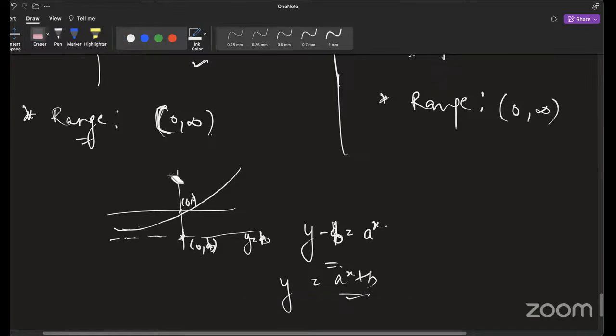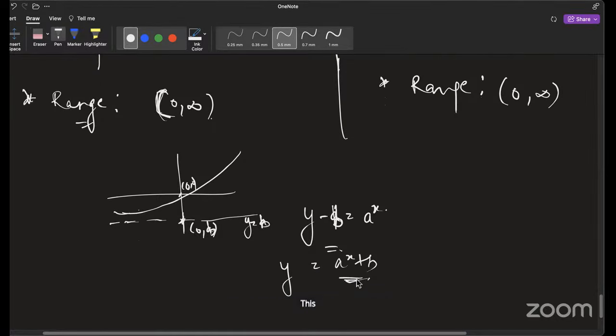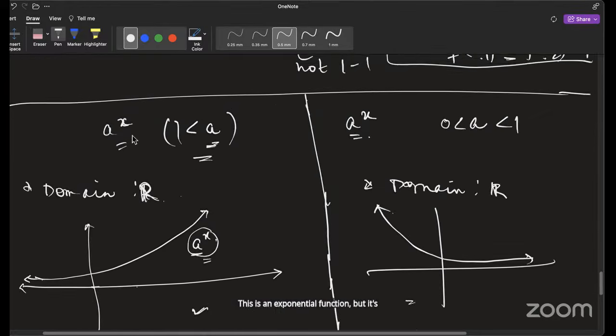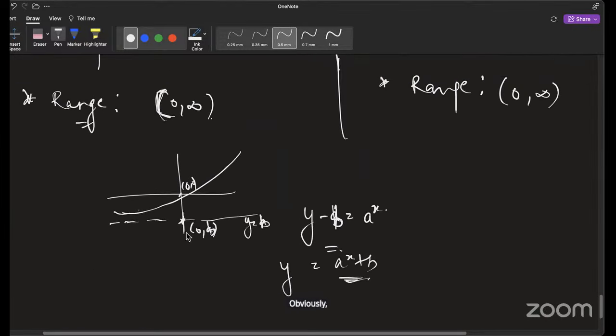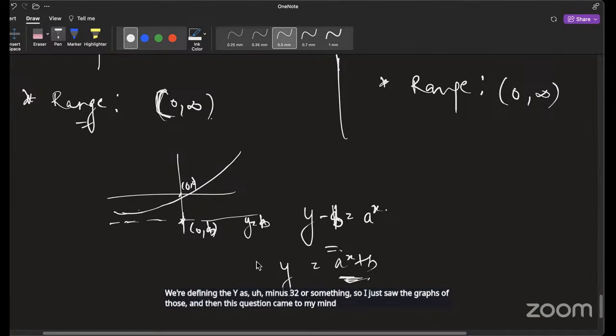So this is also an exponential function, right? It's an exponential function, but it's not of this form. We're discussing majorly these forms. Obviously, if you shift the origins, then the things are going to change. In the activity questions, there were a few questions which were defining y as minus 32 or something. So I just saw the graphs of those, and then this question came to my mind. Yeah, okay. Is it clear now?